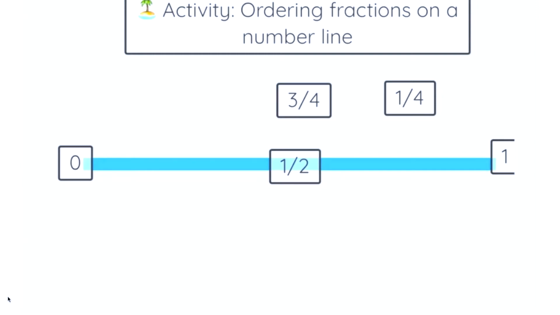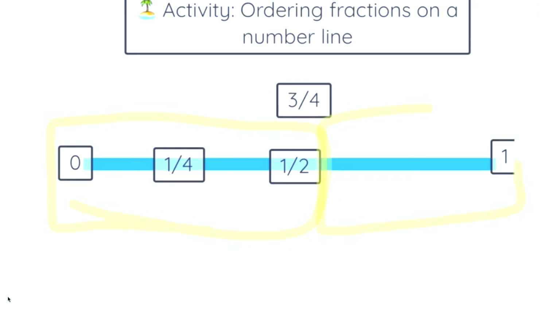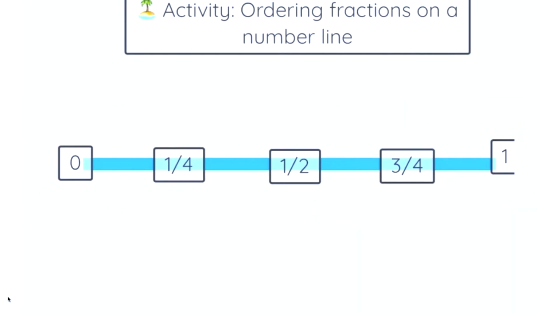Now when I look at this side of my number line, just between 0 and 1/2, I know that 1/4 is going to be moved there because 1/4 is half of a half. Now, when you look to the other side, between 1/2 and 1, 3/4 also fits in the middle in between those two values. You know that this is correct because our denominator is 4.